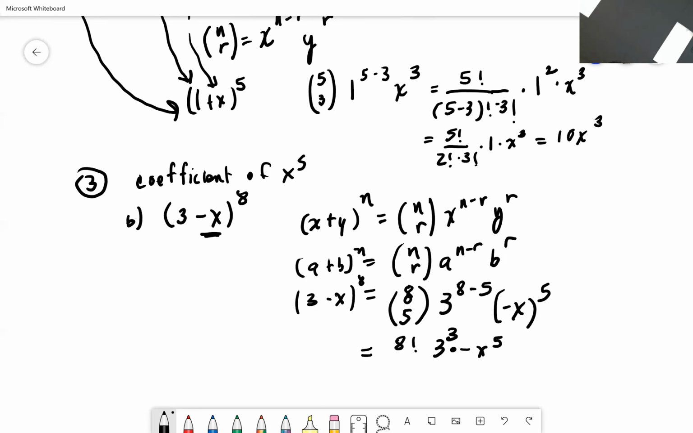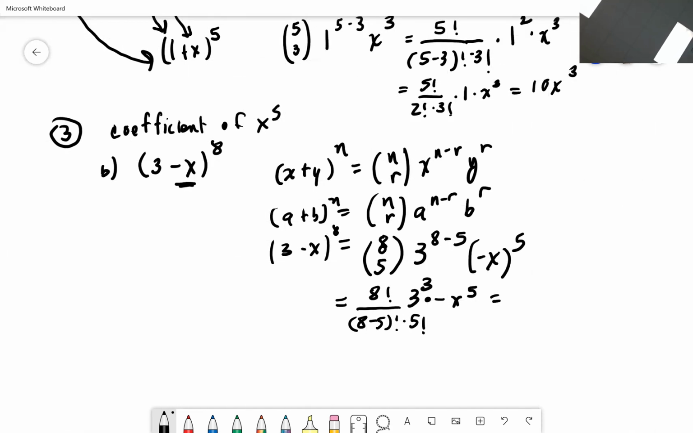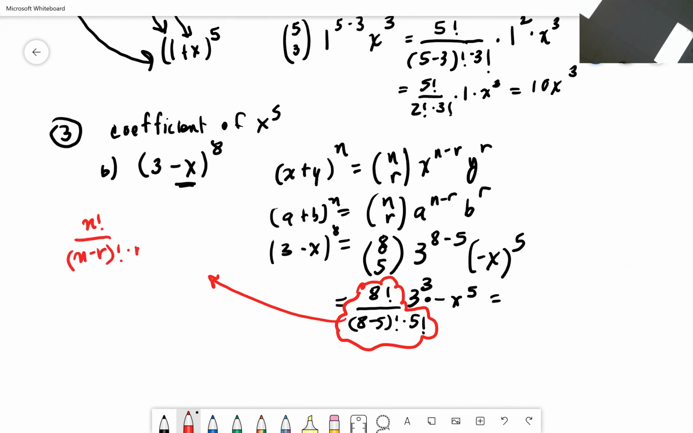For those of you without the calculator, you would go 8 factorial divided by 8 minus 5 factorial times 5 factorial. And you would go ahead and say this is 8 factorial divided by 3 factorial. You know what? I'll do it here on the side. This comes from the formula. Remember, this comes from n factorial divided by n minus r factorial times r factorial. That's nCr, which we also write as n choose r.